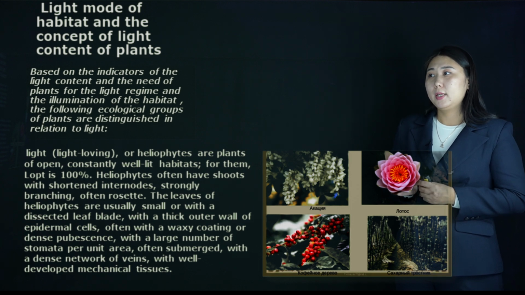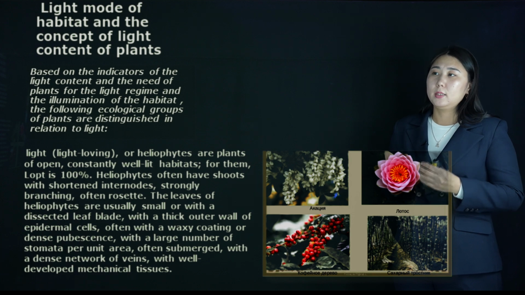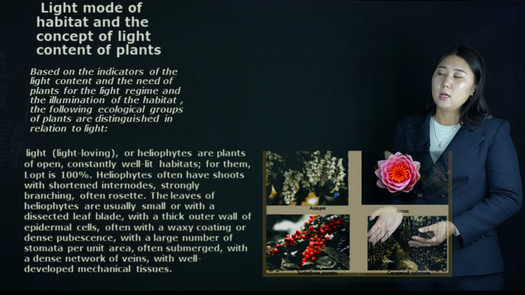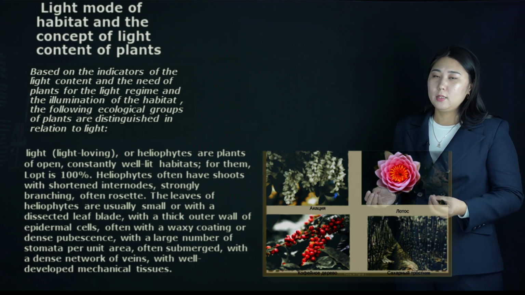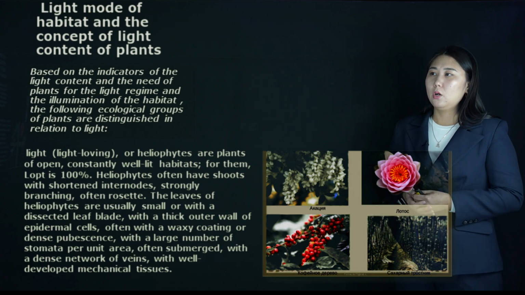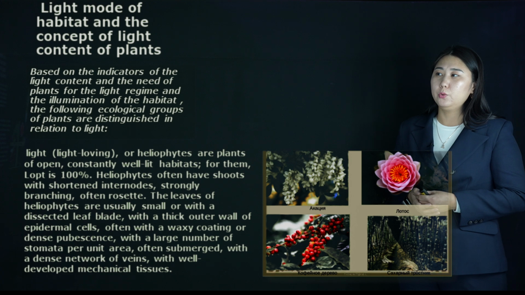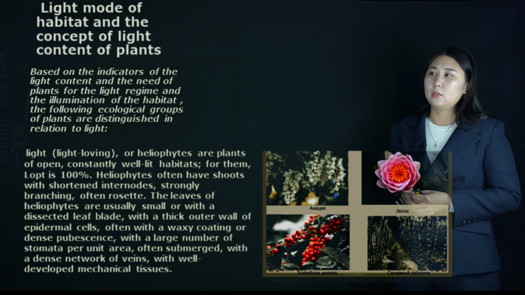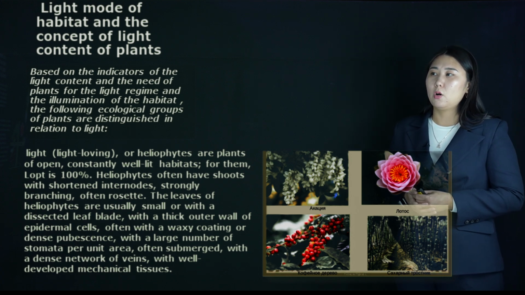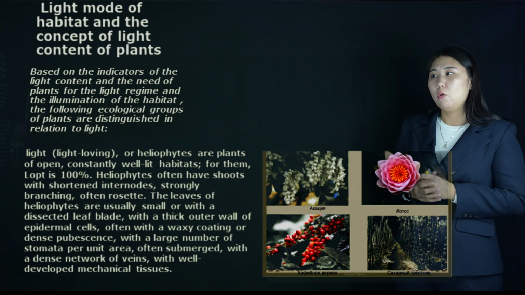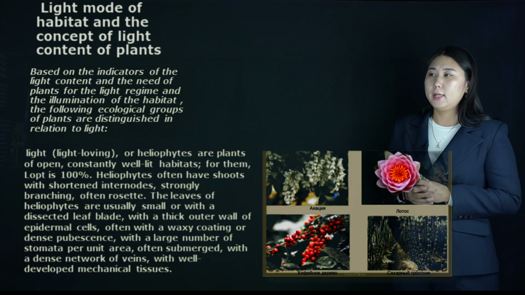They are plants of open, constantly well-lit habitats. These types of plants love solar light. Heliophytes often have shoots with shortened internodes and strongly branching rosettes. The leaves of heliophytes are usually small or with a dissected leaf blade.